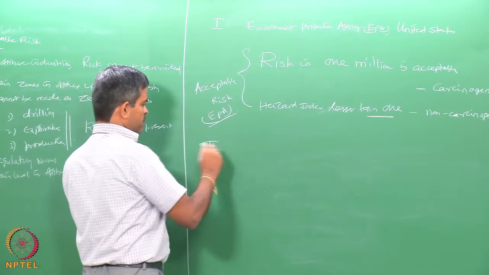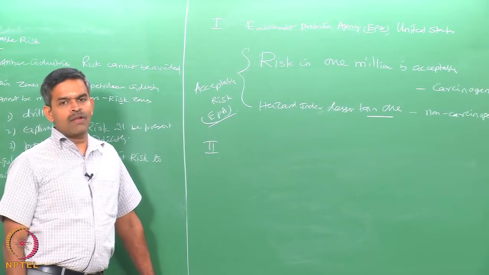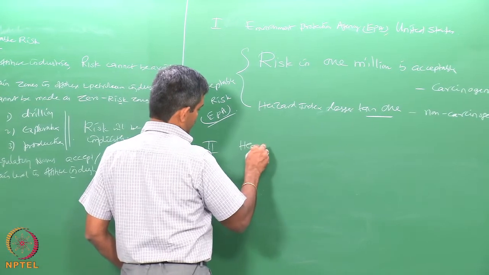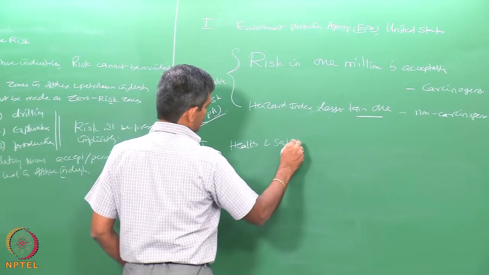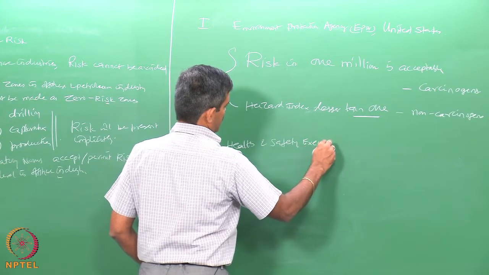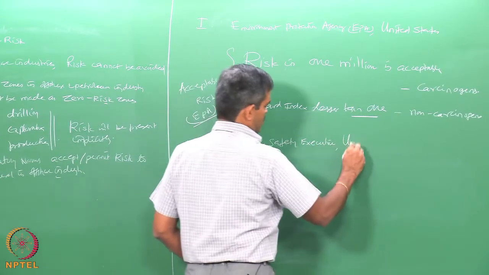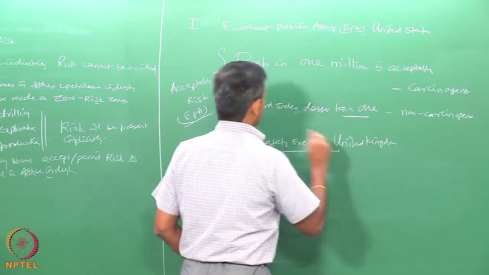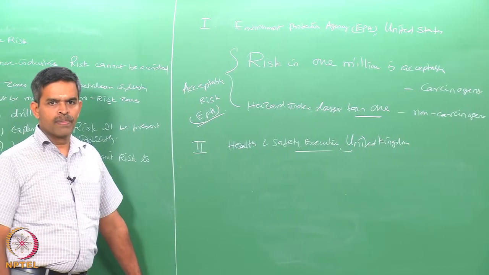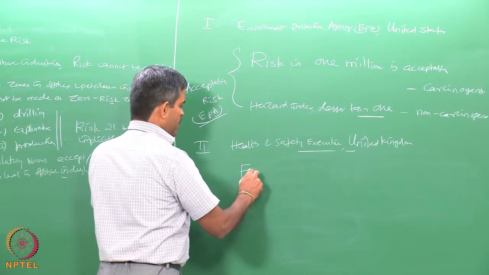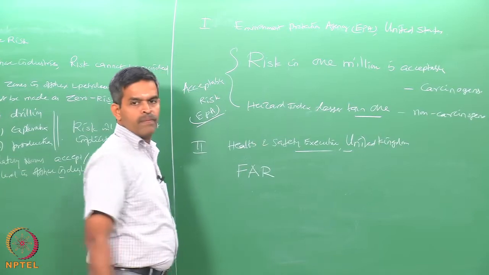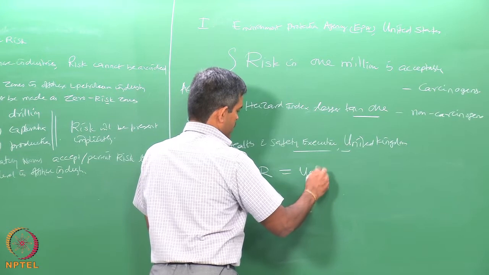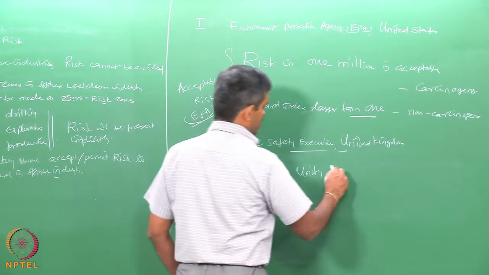Now, the next agency which is also recommending an acceptance level of risk is the United Kingdom Health and Safety Executive. According to this, any fatality accident rate which is equal to unity or lower than that is acceptable.